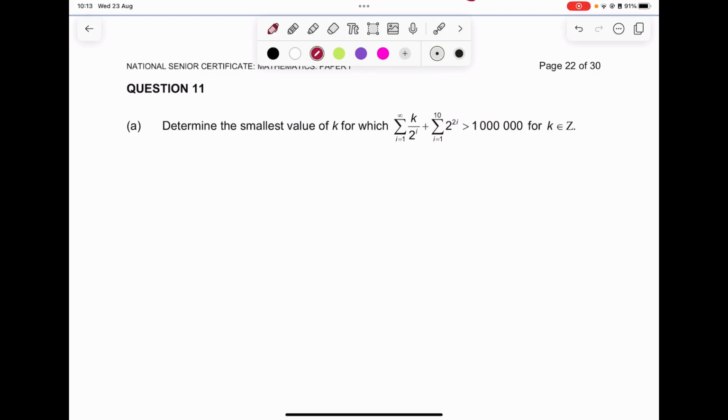Okay, question 11a. Determine the smallest value of k for which the sum to infinity, i equals 1, of k over 2 to the exponent i, plus the sum to 10, where you start at i equals 1, of 2 to the exponent 2i, is greater than a million. Right, how can we do this?